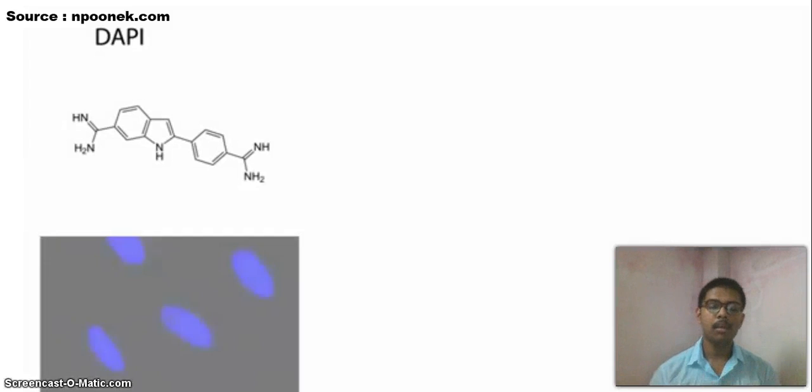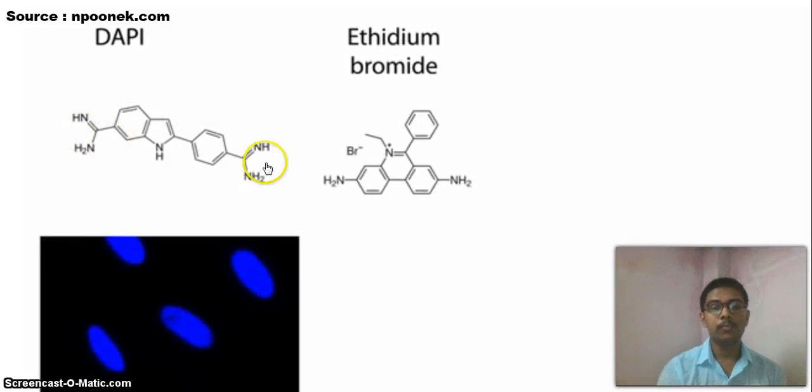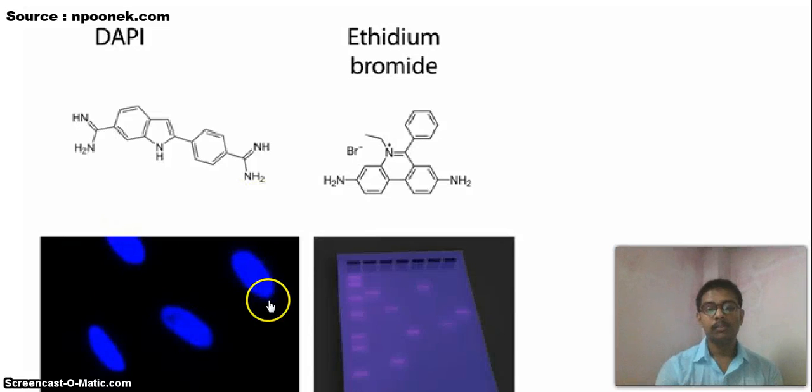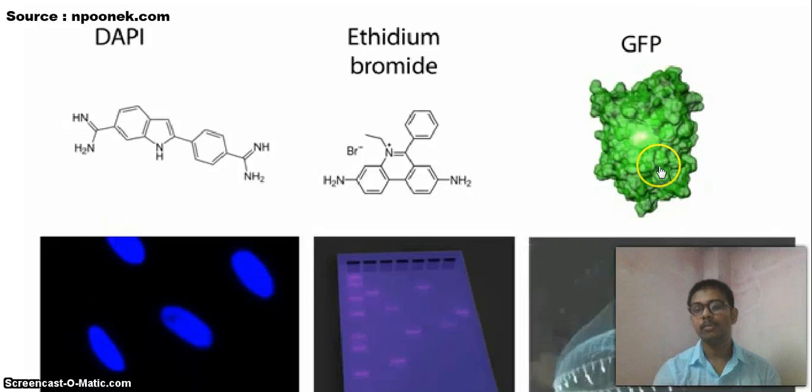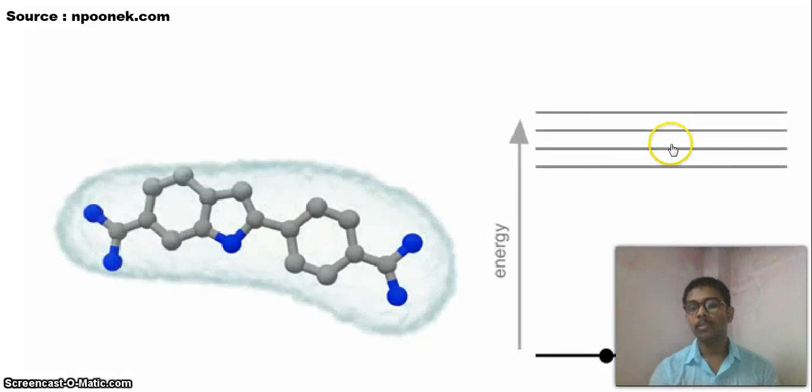Now you will see some fluorophores which are very well known. This is DAPI. Look, it has some NH2 group or double bond NH, and DAPI looks like a very intense blue. You have ethidium bromide and GFP also. It's a protein. GFP protein can actually show fluorescence.